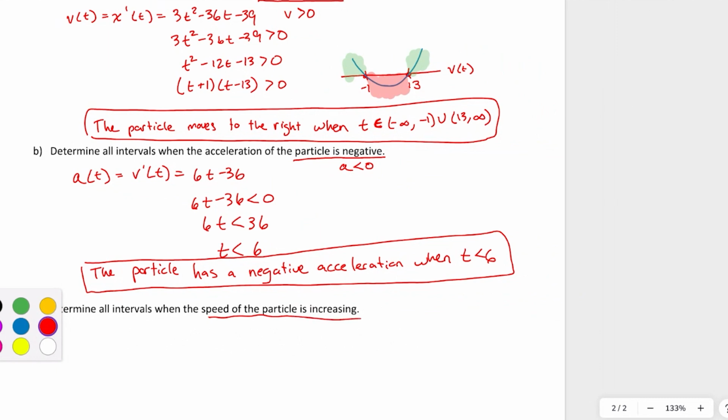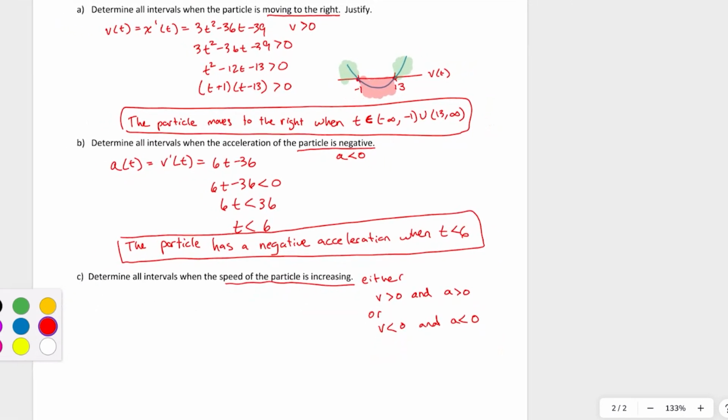So we're looking for intervals where either the velocity is positive and the acceleration is positive. So that's got to be one case. Or when both the velocity and the acceleration are negative. So I think the easiest way to put this together, since we've already done all the work to see when velocity and acceleration are positive or negative, is to look for those intervals that overlap.